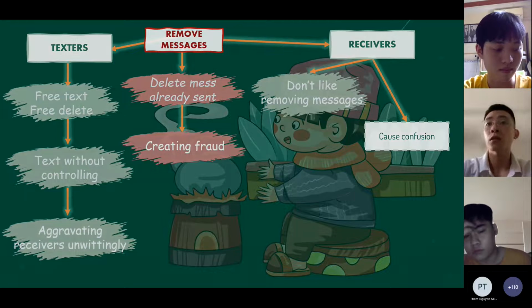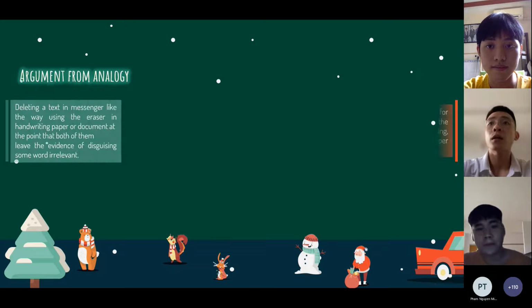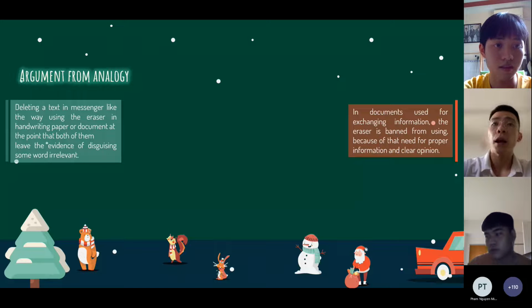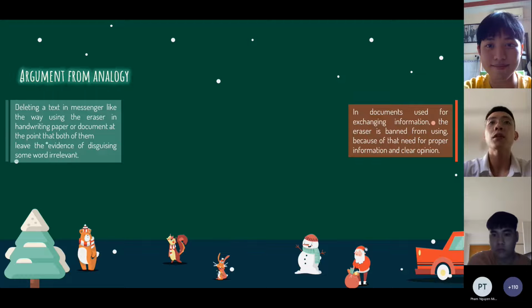Removing messages, specifically deleting text in Messenger, seems to cause the receiver to be confused. So I will use an argument from analogy to point out that opinion. I have 3 sentences for the argument from analogy. The first sentence is that deleting a text in Messenger is like using an eraser on handwritten paper or a document, and the point is that both of them leave evidence of disguising some irrelevant words.